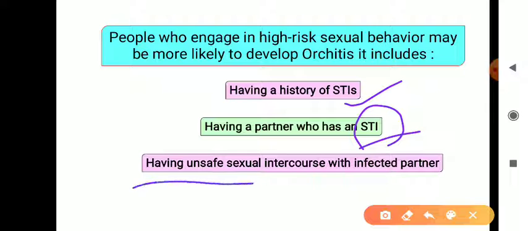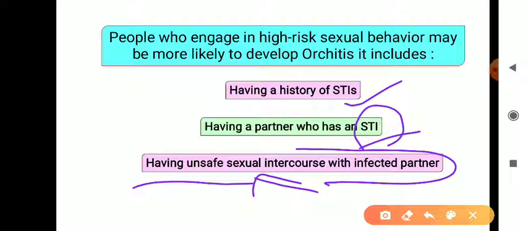And third one is having unsafe sexual intercourse with the infected person. Any infected person with the STI, sexually transmitted disease, and they are maintaining sexual intercourse with each other, so this person is having the risk of getting orchitis.